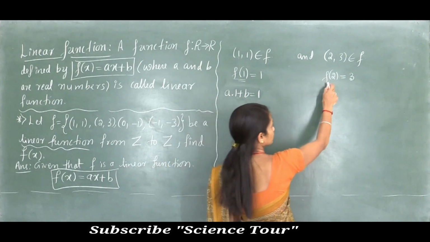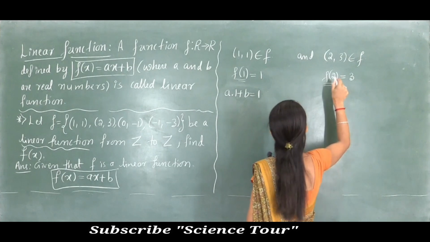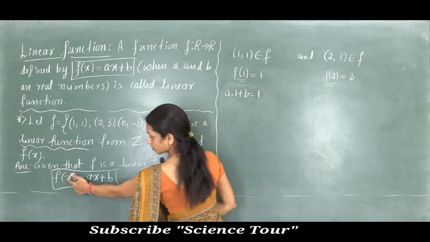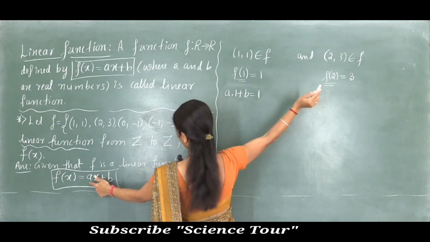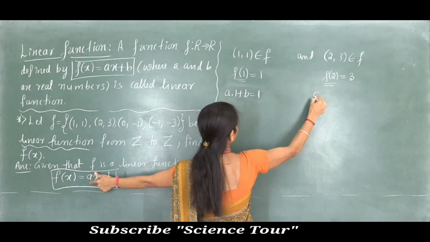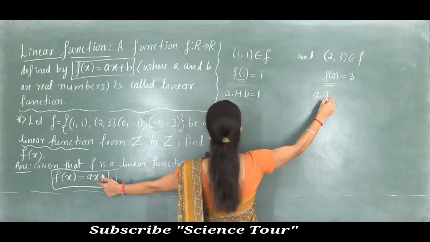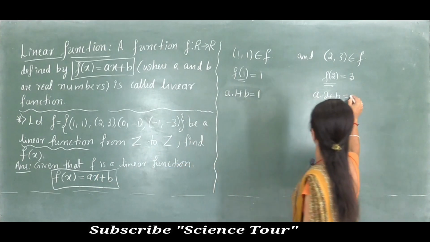Same way here also. To get f of 2, now you have to replace this x place by 2. So then what you get, you write on the left side here. We get a into 2 plus b is equal to 3.